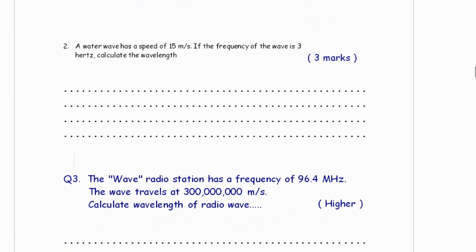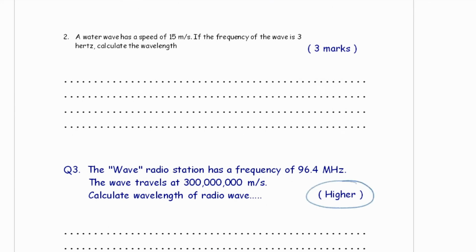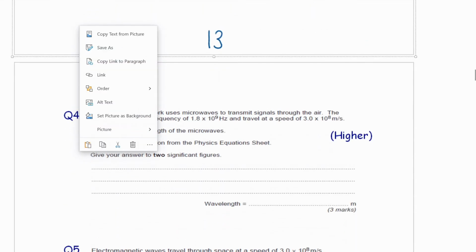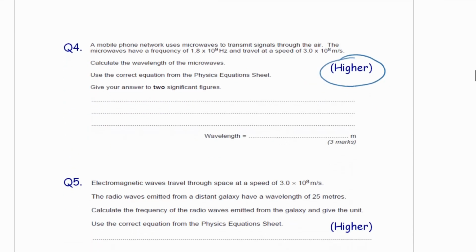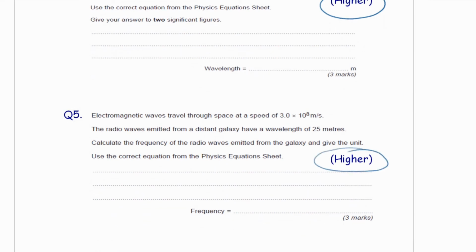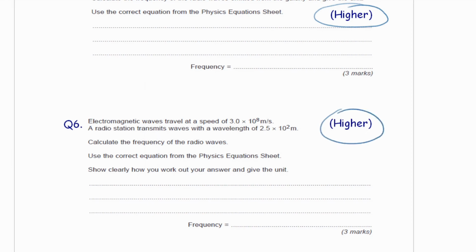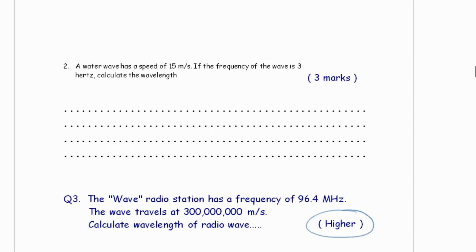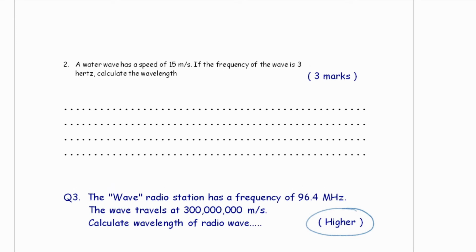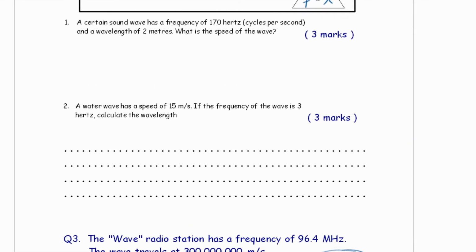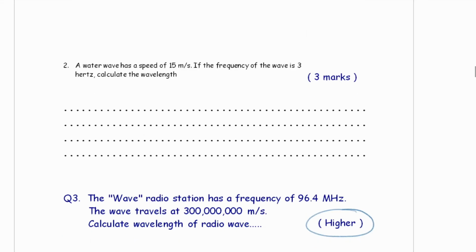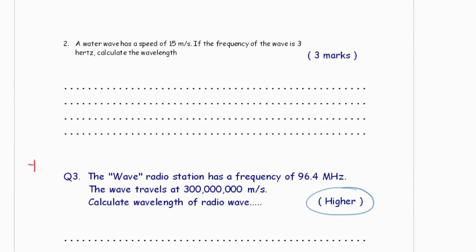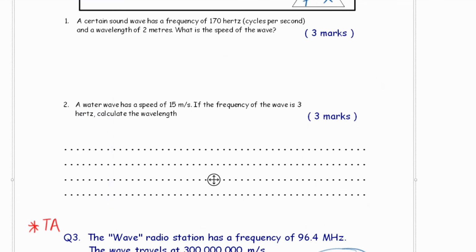I'll do a few. Make sure that you check. Some are higher tier, some aren't. You can see these. So 6, 5, 4, 3 are higher tier. I'm going to do question 1. Question 2 will be a self-assess, and then question 3 onwards will be a teacher assess. Get your highlighter ready.